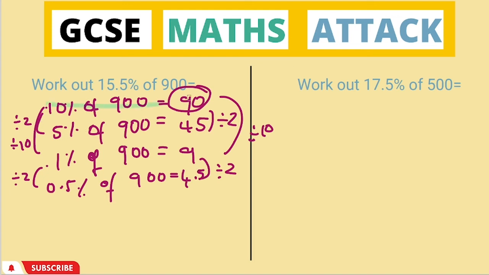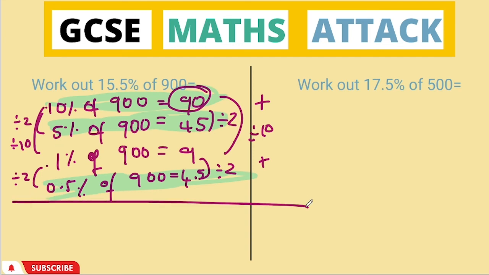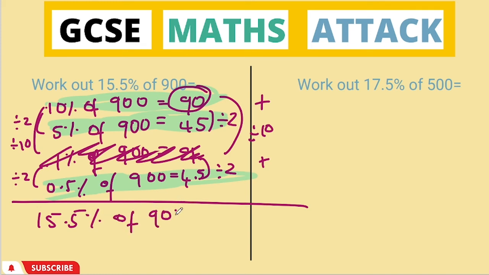So you're going to need this one. You're going to need this one. And you're going to need this one. Now you're going to add them up. So 10 plus 5 plus 0.5, you can ignore this one because we don't really need that. So 10 plus 5 plus 0.5 is 15.5%. Of 900 is going to be 90 plus 45 plus 4.5.